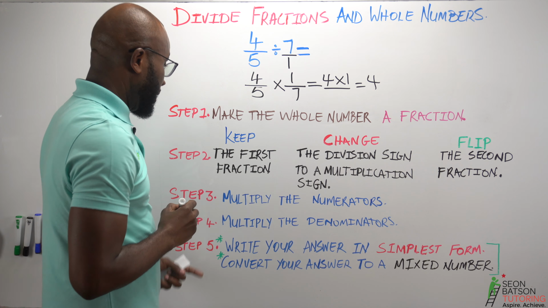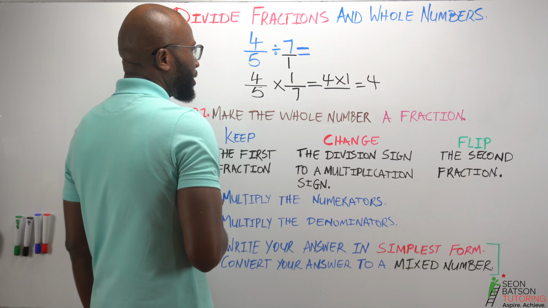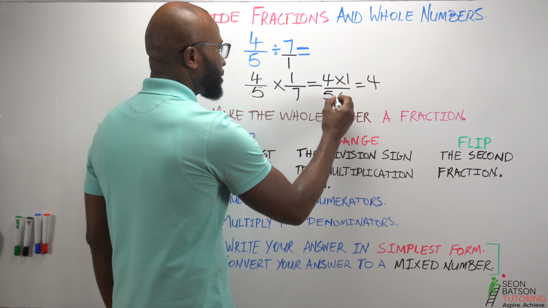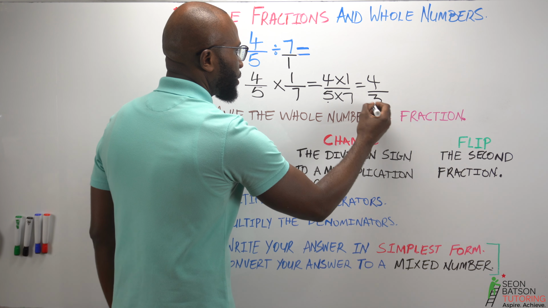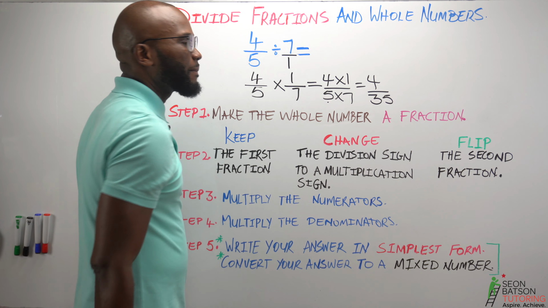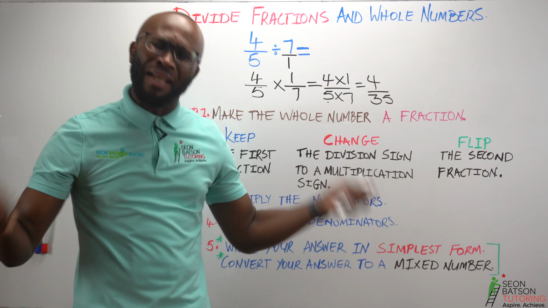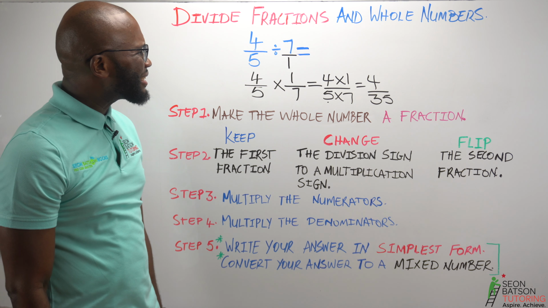Yes? Then we will multiply the denominators. Our denominators in this example are 5 and 7. 5 times 7 will give us 35. Come on, talk to me. How is that? This is easy stuff. This is fun stuff. Yes, no.